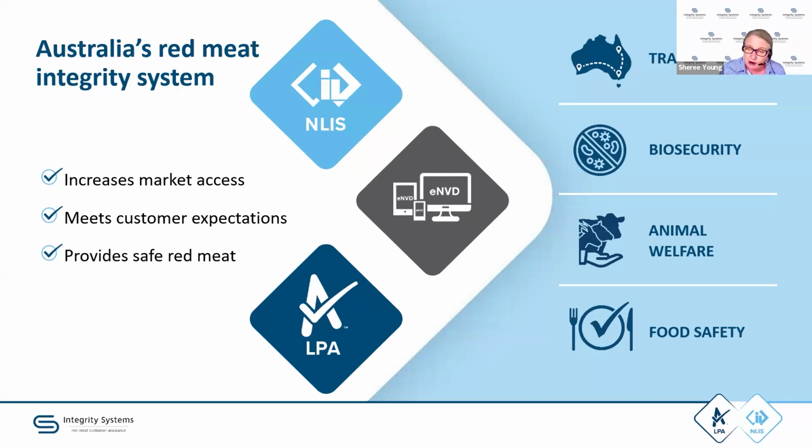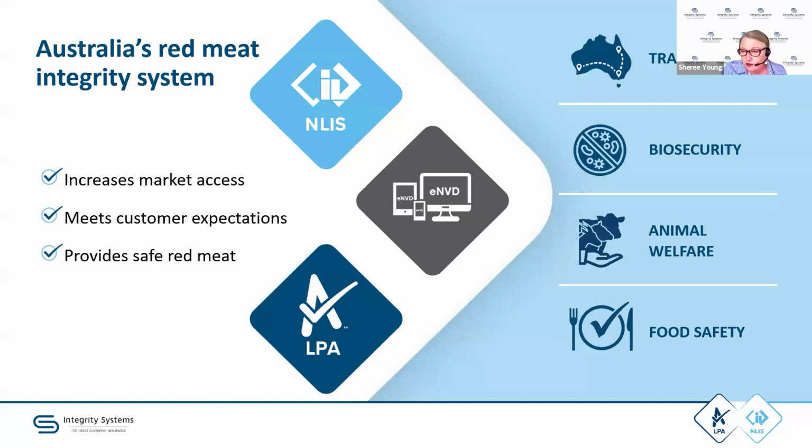Now, the other key program that we focus on at ISC is the Livestock Production Assurance Program, or LPA as we call it. It's an on-farm assurance program, which again underpins our market access for our Australian red meat. It covers biosecurity, animal welfare, and food safety. And accreditation in this program is basically a tick of assurance from your product right through to the consumer.